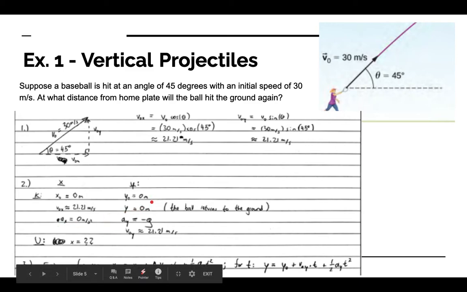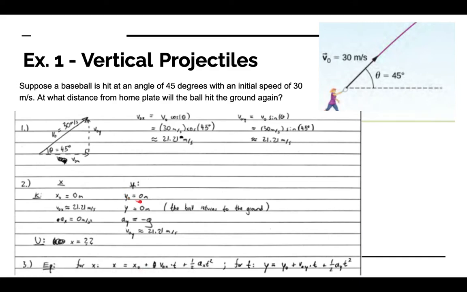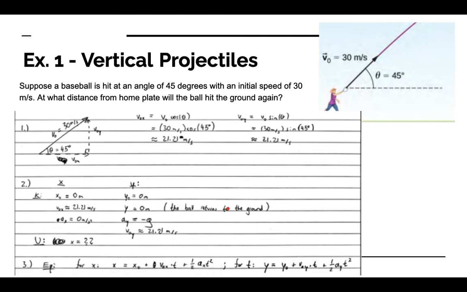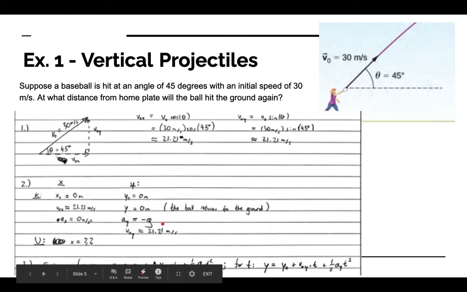In the y direction, our initial height is 0, okay? For these vertical projectile problems, your initial height will always be 0. Our final height is going to be 0 because the ball returns to the ground when all is said and done. And then we know our vertical acceleration, again, is the usual negative g. And our initial vertical velocity is 21.21 meters per second. And then our unknown is how far away our object will hit the ground.